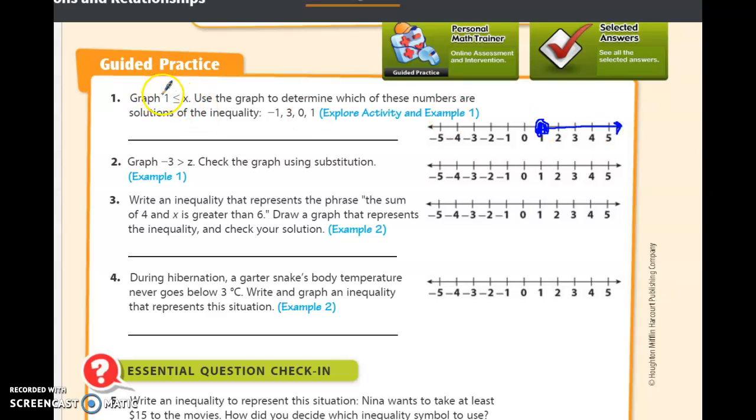And actually, I read that wrong. It should be 1 is less than or equal to x. But still, it's the same thing. 1 is equal to or less than x. So x has to be bigger over here.